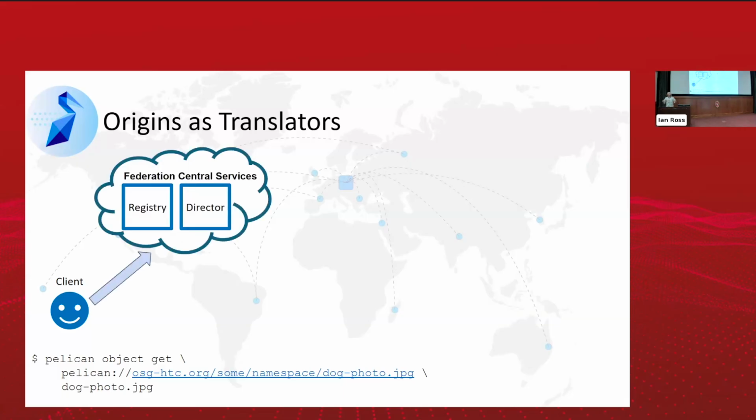object discovery. Where do I go to find an object? How do I figure out what authorization policy I need to work with? How do I get a token if I need a token to go get or write to an origin? This is all in the Pelican domain. So when we're talking Pelican protocol, we're usually going off to central services like the registry and the director and asking all of these types of questions.